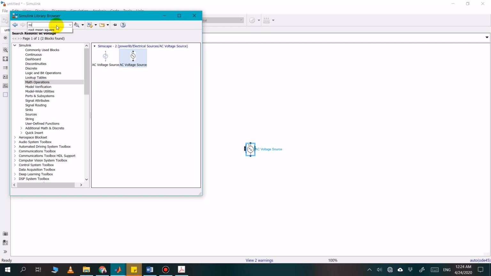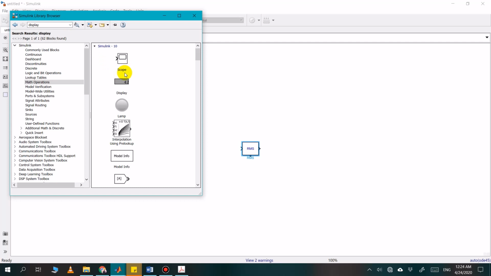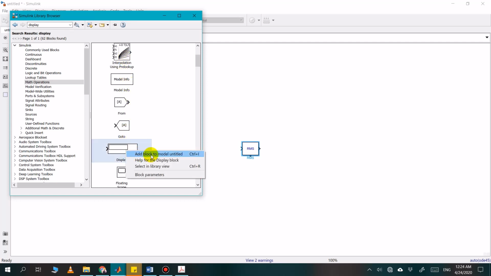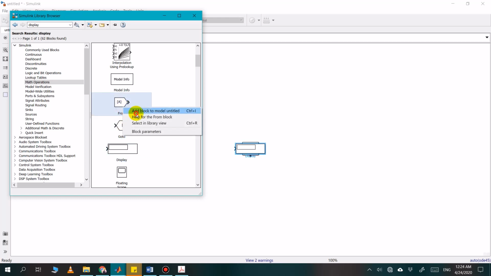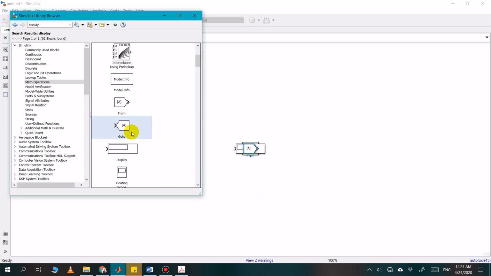We also need RMS block, display block, okay, we also need to go to and from blocks. So add these two, from and go to. We also need power block.